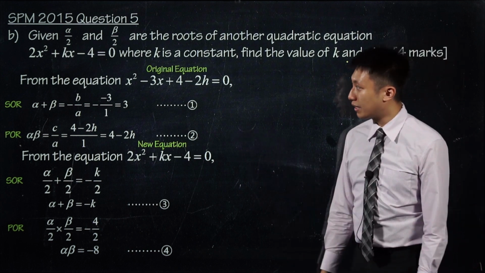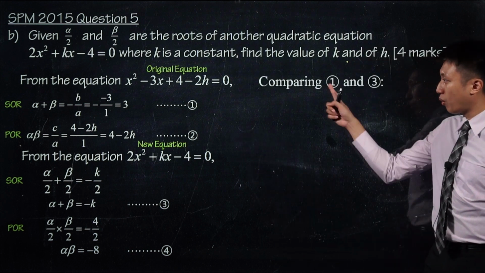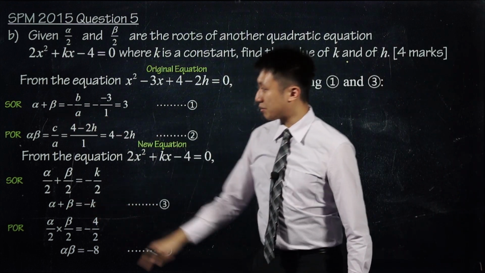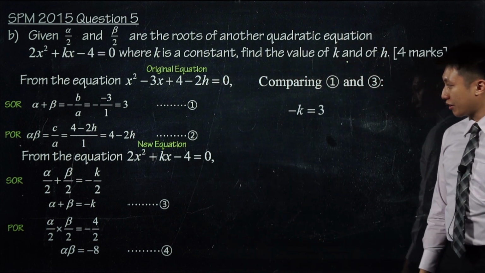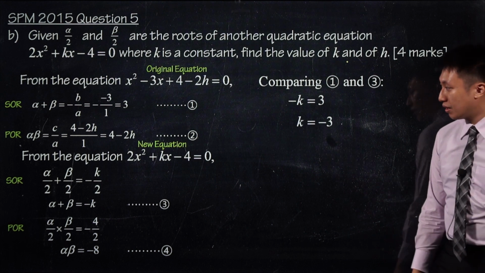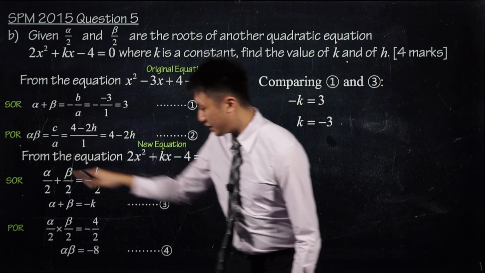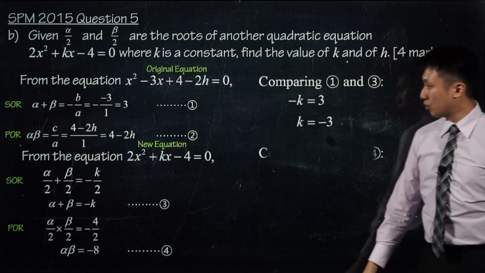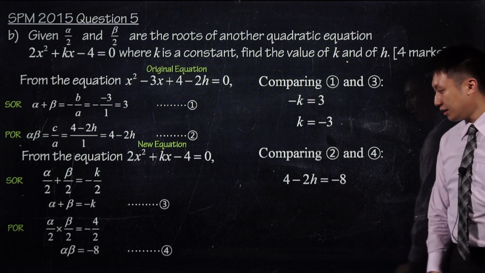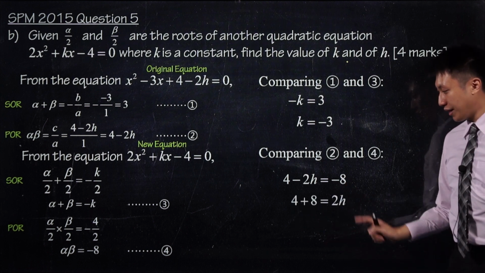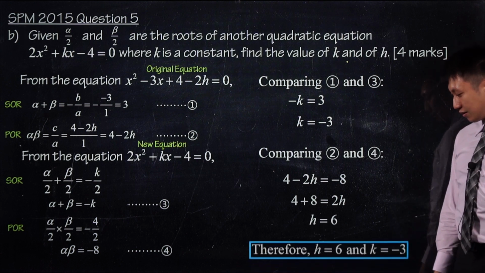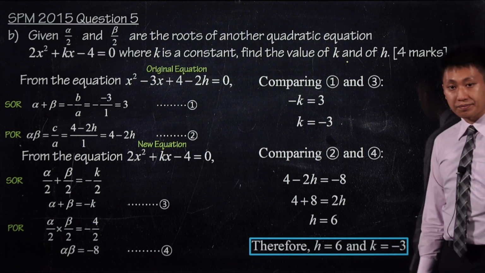I want to solve for h and also k. So I compare 1 and 3. 1 here, because it consists of alpha plus beta and also alpha plus beta. So equate them, then I'll get negative k is equal to 3. So k is equal to negative 3. Easy. So next, alpha times beta. Here you see an alpha times beta. So you compare 2 and 4. You get 4 minus 2h is equal to negative 8. Then 4 plus 8 will be 2h. And h will be 6. And hence, you get the answer. h is 6, k is negative 3.